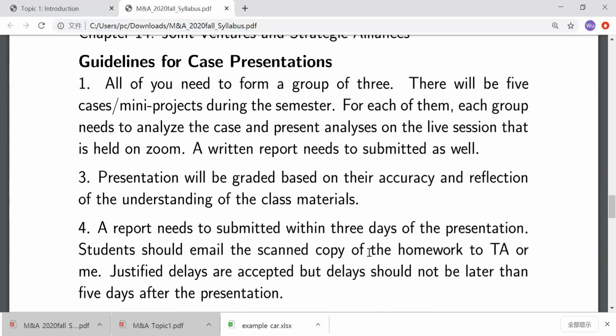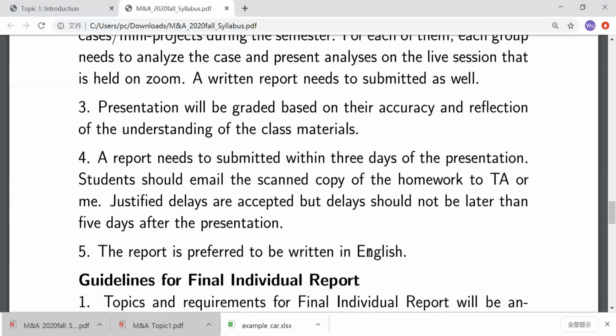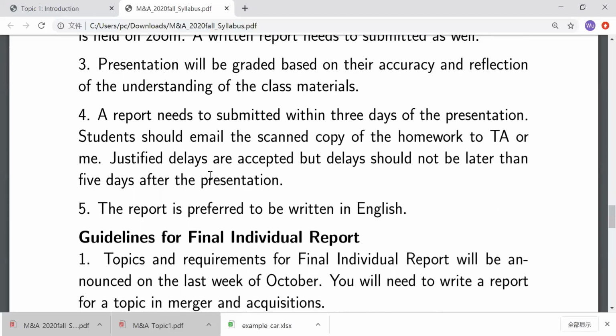The presentation will be graded based on accuracy and the reflection of your understanding of the class materials. And remember, each of you needs to present, right? And the report needs to be submitted within 3 days of the presentation. And students, you should email the scanned copy of the homework to the TA or me, right? You can email the report to us. Delays are accepted, but no later than 5 days after the presentation. And the report should be written in English.